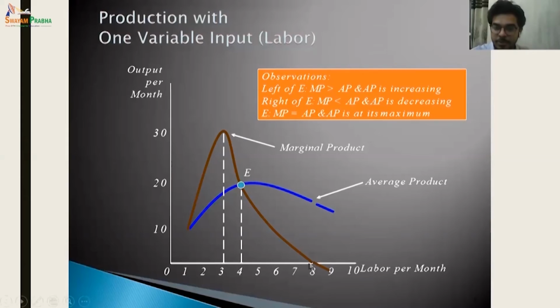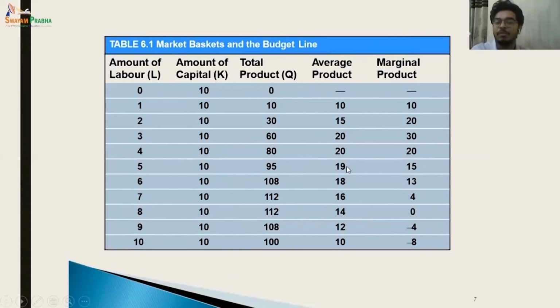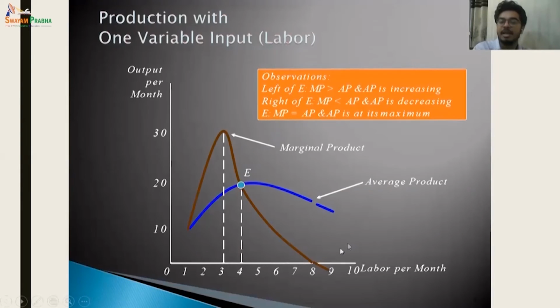On the 8, you see that it has touched the x-axis because there is no further contribution. At this 8 level, it has remained stuck at 112 units, and at 9 and 10, it is going down. And what we observe for average product is that till the fourth input, it was increasing. After the fourth input, it starts decreasing. Till the fourth input, it has increased 10, 15, 20, 20, and after that, it has decreased 19, 18, 16, 14, 12, 10. Yes, after 4, it has started decreasing.